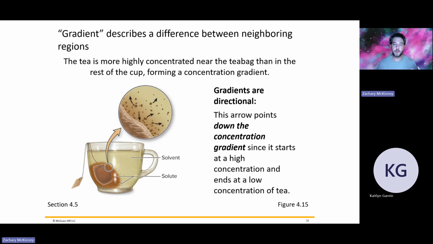Everything naturally will move down its concentration gradient. City planners use this kind of stuff a lot to talk about how traffic naturally flows, how crowds naturally flow. They use these same kinds of dynamics.